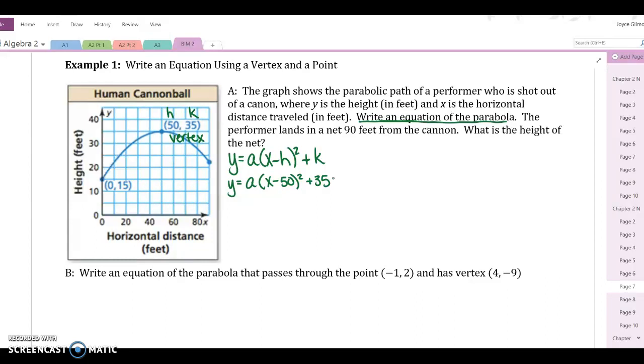The problem is, we still have three unknowns. We have x, y, and a. We can't figure out a unless we have something to put in place of x and y. That's where this other point comes in. This point is an x and a y that has to work in this equation. So we are going to put 15 in place of the y and 0 in place of your x. Now this equation only has one unknown. Our unknown is a. So we can use our algebra skills to figure out what a is.